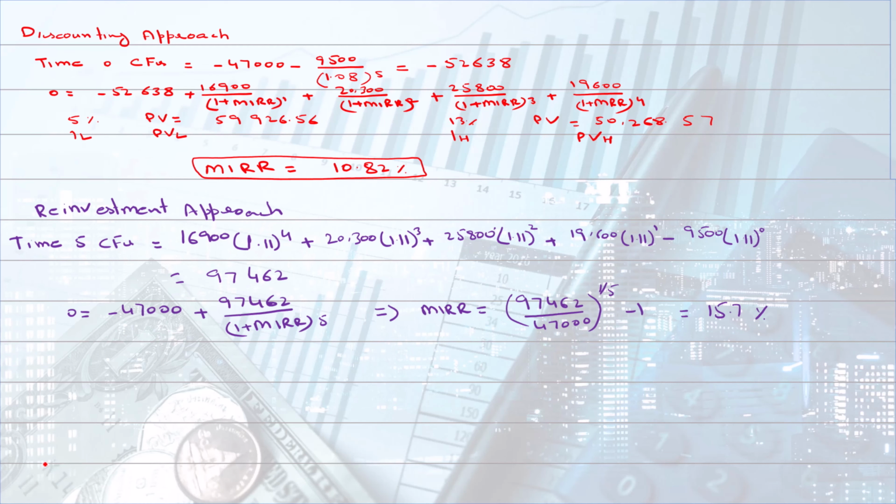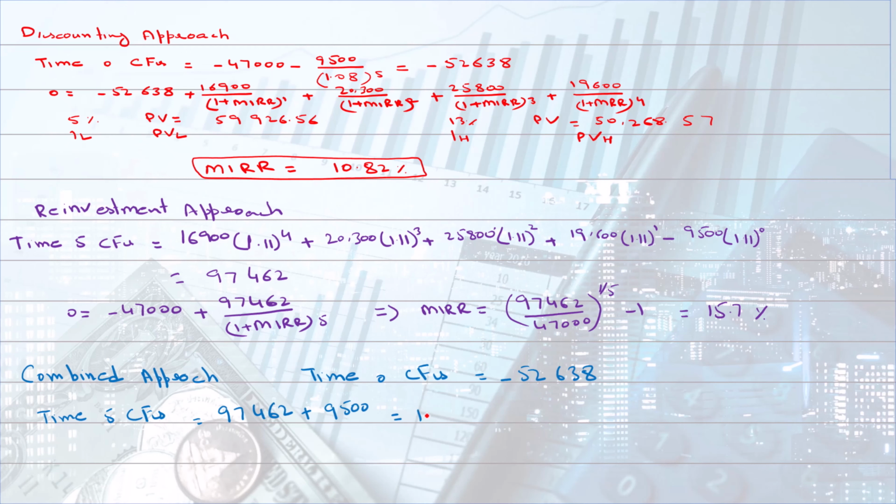The next approach is the combination approach, where we find the value of all cash outflows at time 0 and the value of all cash inflows at the end of the project. So in the combined approach, the time 0 cash flows we have already computed, that is minus 52,638, and the time 5 cash flows that we computed in the previous part, that is 97,462 plus 9,500, that is 106,962.